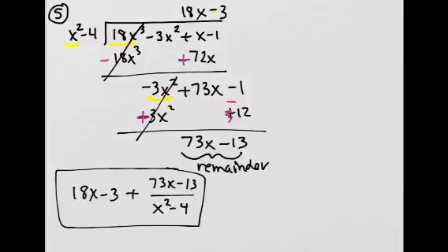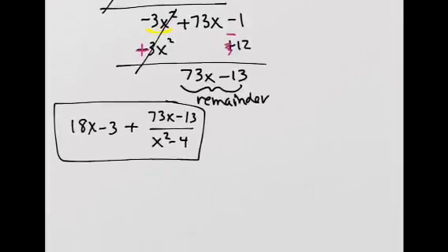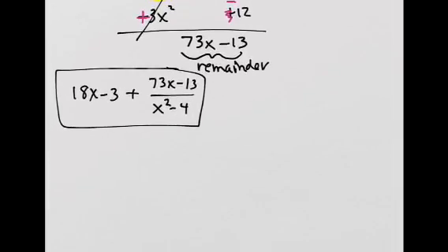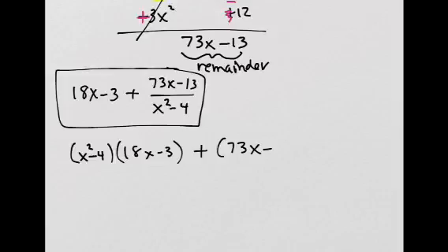So this is fine. In the instructions, though, it says to write it so that you have the divisor times the quotient plus the remainder. And so you want to check your answer to make sure it's right.